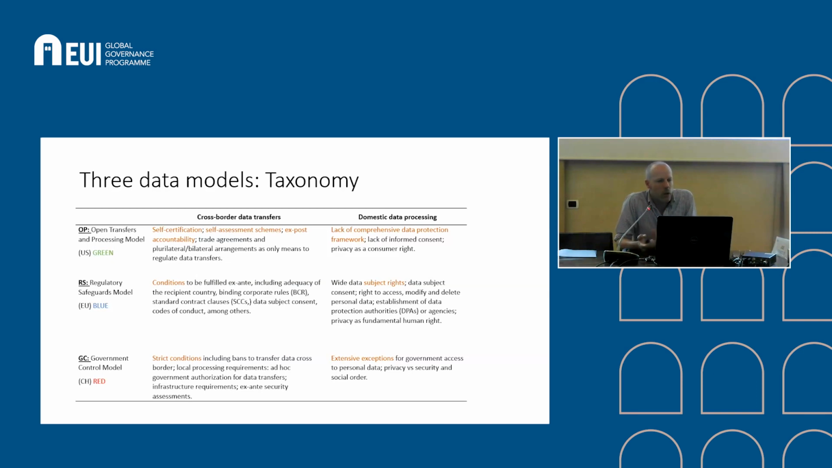So the taxonomy really looks like this. There is one regulatory model that is very open, where there are no specific regulations in place to transfer data from one country to another. So the free flow of data, basically. It's based on self-assessment schemes that firms can apply. There is ex-post accountability in some of these countries, but the bottom line is it's fairly free. That also counts for domestic data processing.